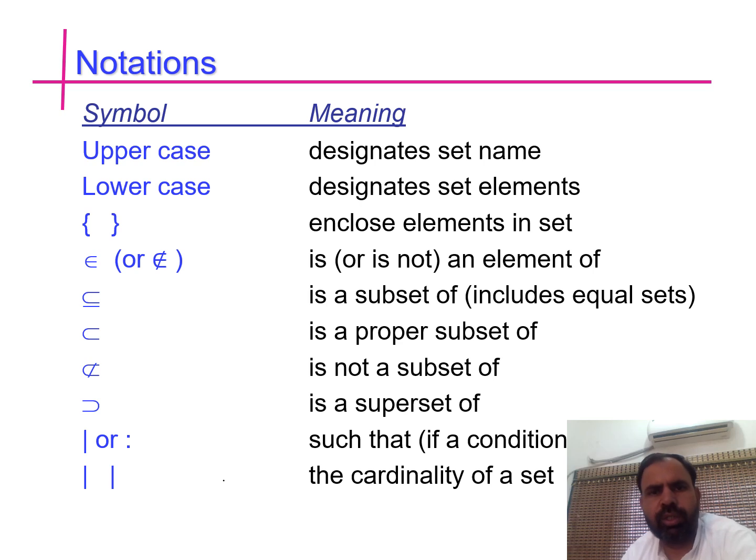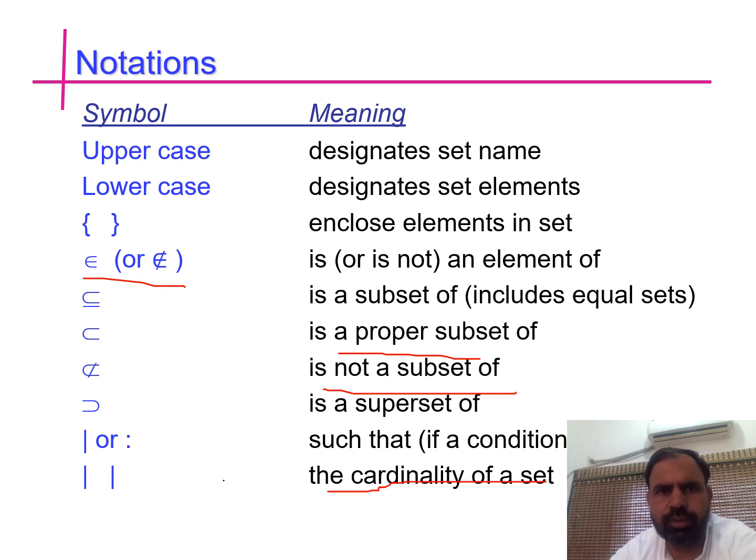Here are some notations, symbols and meanings. Uppercase designates the set name, lowercase designates set elements. These brackets enclose the elements in sets. This means belongs to or not. If we take a line, then this is a subset with equal subsets. This is the proper subset, this means not a subset of, this symbol is for superset, and this line shows such that if a condition, and this line shows the cardinality of a set.